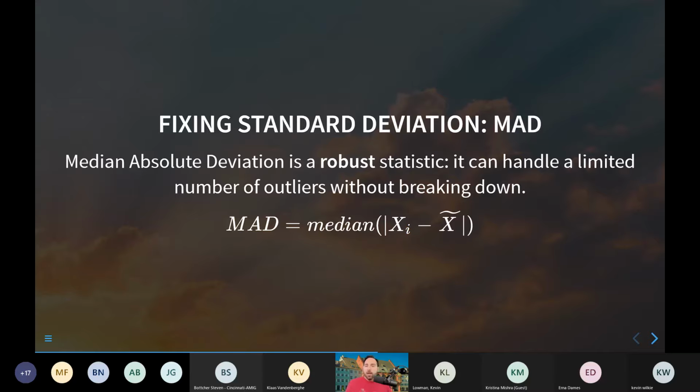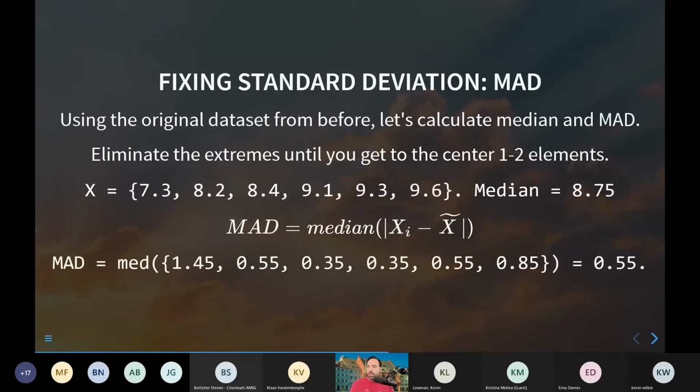So what is MAD? The MAD is the median of our value minus the median value. So try that one on me again. Well, let's do this again. I've got our same number set. This time I'm going to calculate the median. So how do you calculate median?